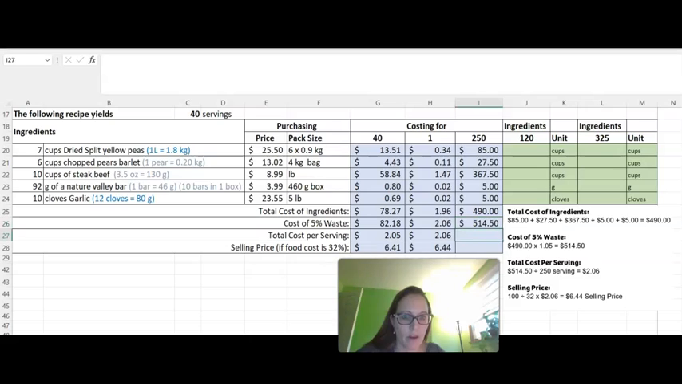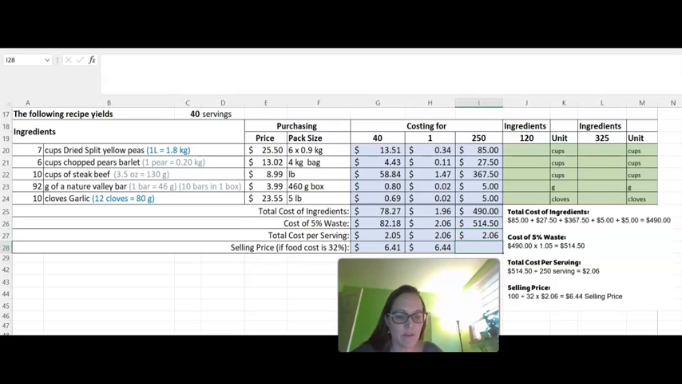$514.50. For our total cost per serving, we're going to do our equal sign, and then we're going to click on the 514.50, and we're going to divide that by our 250, and then we're going to press enter, and we get $2.06.